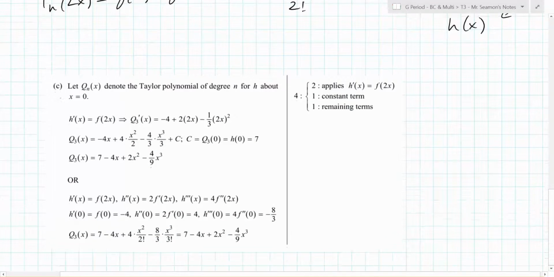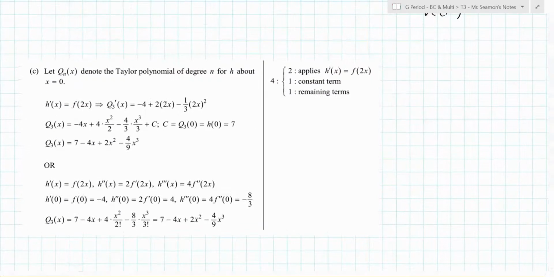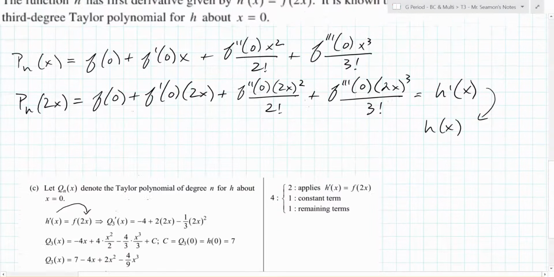Okay. So you want to know how they did it the other way? Sure. So let's see what they say here. They're calling their answer Qn(x), right? So h'(x) is f(2x). Got it. Look at that. Oh, I see. So look what they do here. This right here, that's what we did, right? We set them equal to each other.